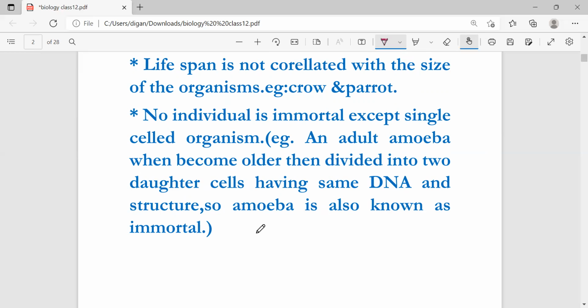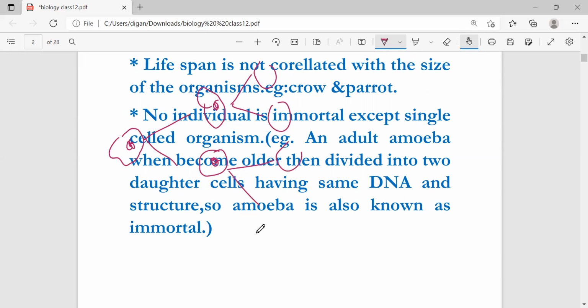What does it mean? Suppose this is the structure of a mature amoeba. This is its nucleus. When this amoeba becomes mature, it divides and gives rise to 2 daughter cells, which are a Xerox copy of the parent. At the same time, the nucleus also divides. One nucleus goes to one daughter cell, another nucleus goes to the other daughter cell. Again, when these daughter amoebae become mature, they again divide and give rise to further daughter cells.